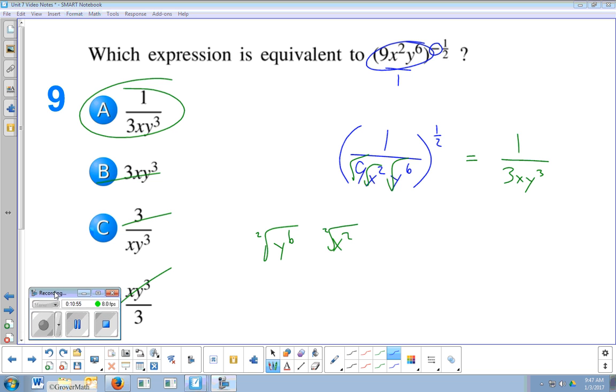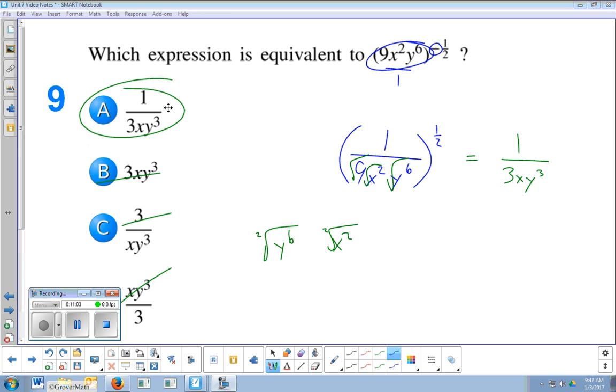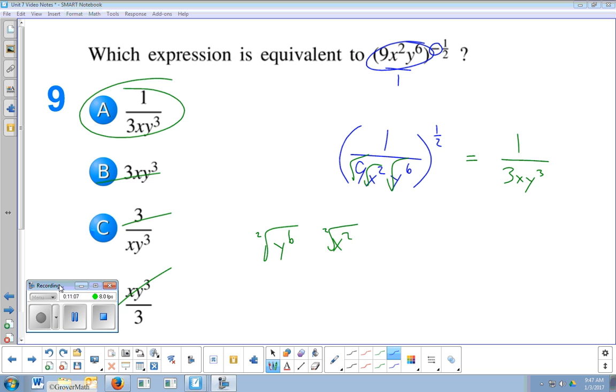All right, that's it for some basic exponent stuff. Our next video, 7.3, will get into equations with exponents, and this is actually where we'll see that reciprocal exponent concept. But that's an equation thing. This is a simplifying thing. You got to keep them separate. All right, that's it. See ya.